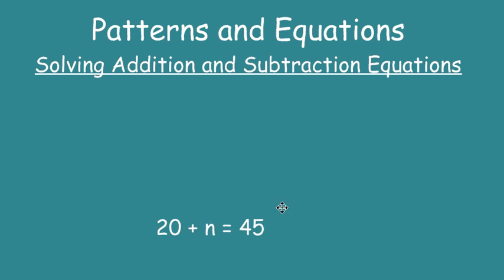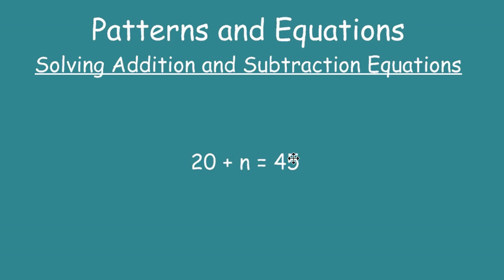But in this, we're going to look strictly at addition and subtraction problems, and you're going to see things like this. You might see a problem like this: 20 plus n equals 45. And so then you're going to have to find a solution. And a solution to an equation is a number for the variable that makes the value of the left side the same as the value on the right side.